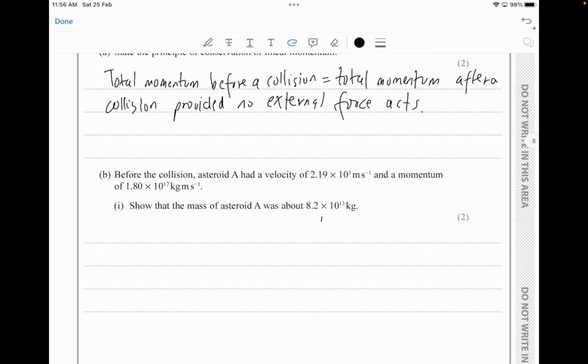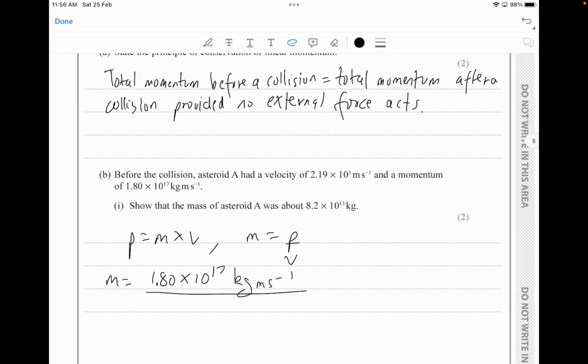Before the collision, asteroid A had a velocity of about this and a momentum of about that. Find out the mass of the asteroid. So for the mass, we have to use the momentum formula, P equals mass times velocity. We rearrange this to find the mass, which is the momentum divided by the velocity. So mass is the momentum, which is 1.80 times 10 raised to the power 17. Write the units, by the way, it's very important. Divided by your velocity, 2.19 times 10 raised to the power 3 meters per second.